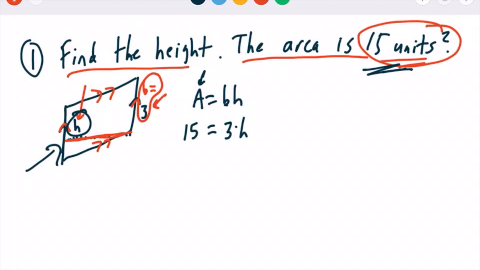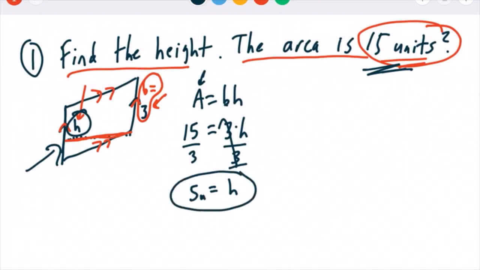Alright, in algebra, all we're trying to do is isolate the variable. And right now on that right side, the variable is being multiplied by 3. So let's divide both sides by 3 and see what we get. Gotta maintain equality. 5 units equals H, or H equals 5 units.